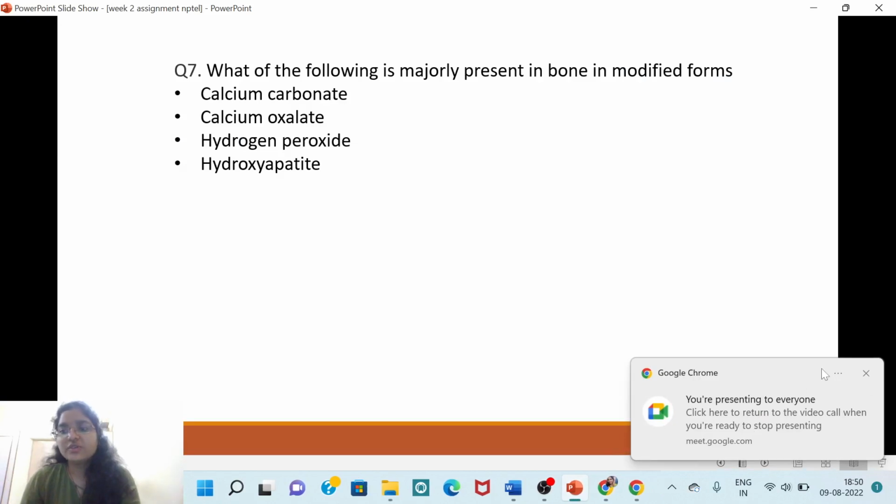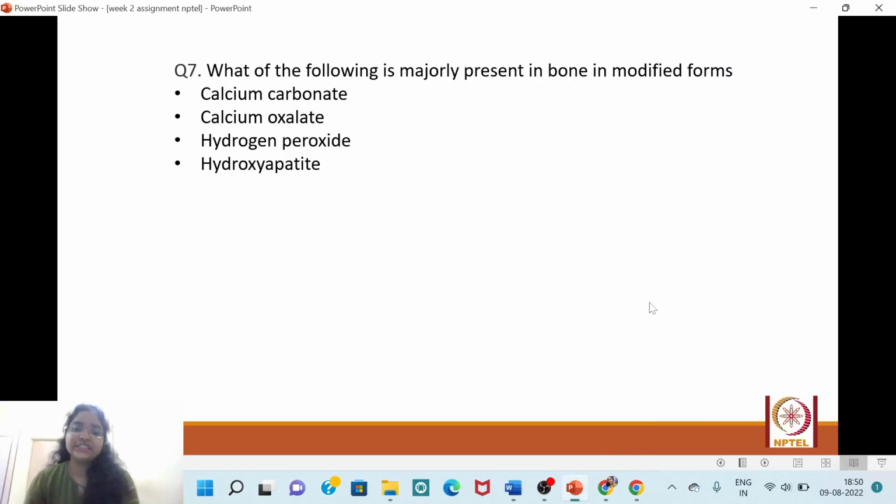So, most of you are unfortunately giving the wrong answer. The correct answer is hydroxyapatite, right? Hydroxyapatite is majorly present in bone in modified forms. Calcium carbonate is present in bone, but it is not formed in a modified form, right? The question is written modified forms.